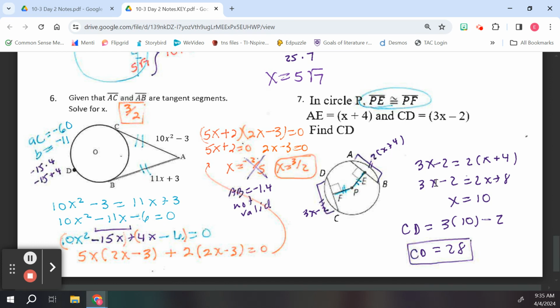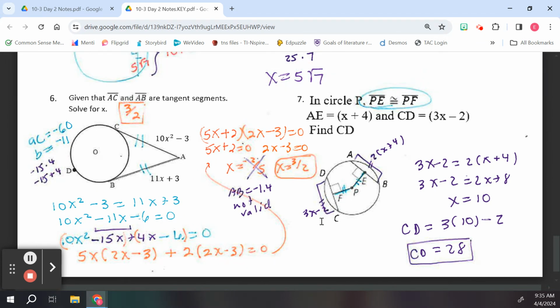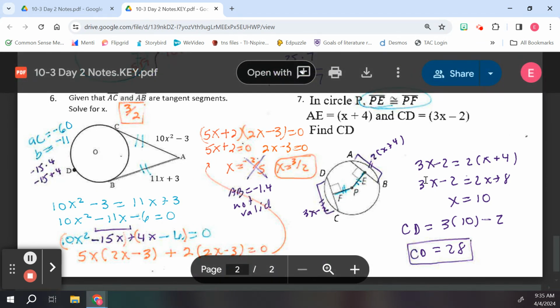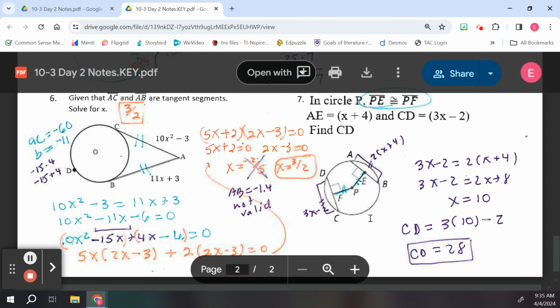If you didn't double that, you didn't get the correct answer. But they did give you all of CD, which is 3x. So this should have been 3x minus 2. Sorry, I forgot about the minus 2 there. It's there. It's just kind of covered. Equals 2x. 2 times the quantity x plus 4. Okay? You should have gotten CD is 28. Any questions?